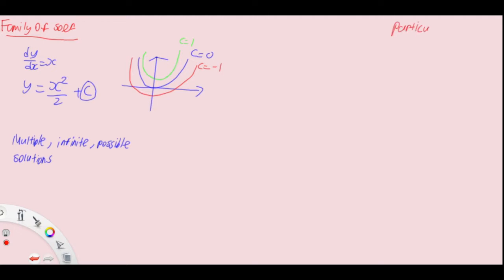Now we move on to what we call a particular solution. So by the name, it's basically a more specific solution. It's actually just one particular solution. So let's say we have the same example, dy/dx equals x. We saw from earlier, you solve it, it's the same thing, y equals x squared over 2 plus c, all right? Now though, the question gives you more information.